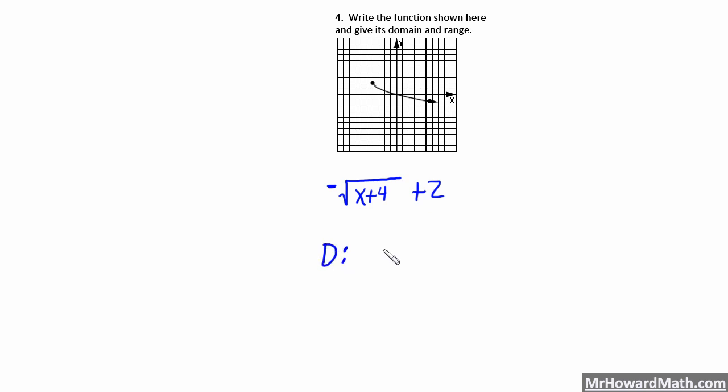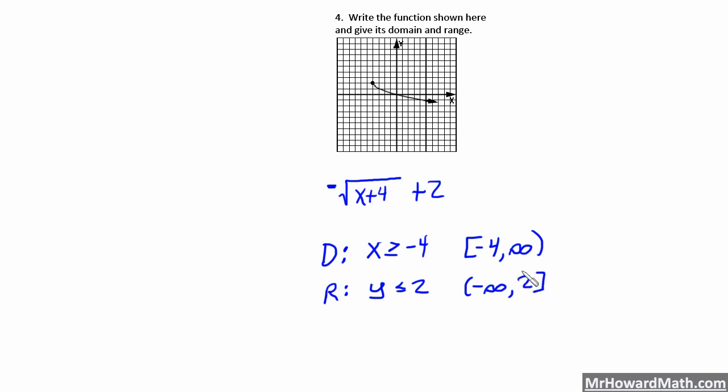So my domain is going to be x is greater than or equal to negative 4, and my range is going to be y is less than or equal to positive 2. If we put this into interval notation, it would be for domain negative 4 to infinity, and our range would be negative infinity up to positive 2. Bracket with 2, bracket with negative 4. Alright, so let's move on to question 5.